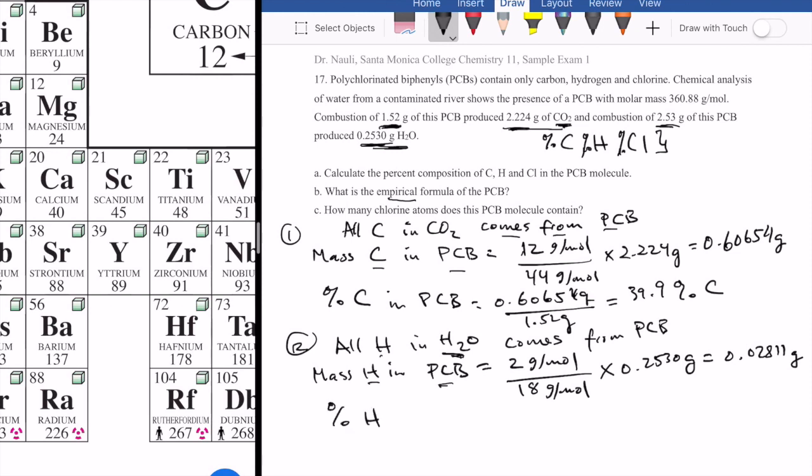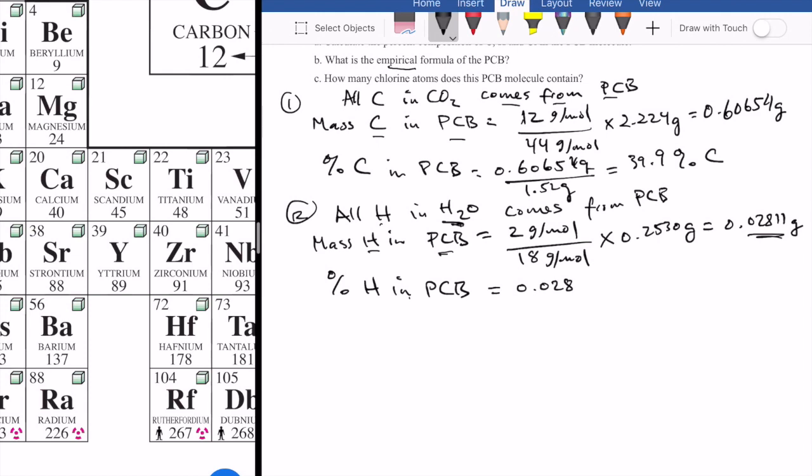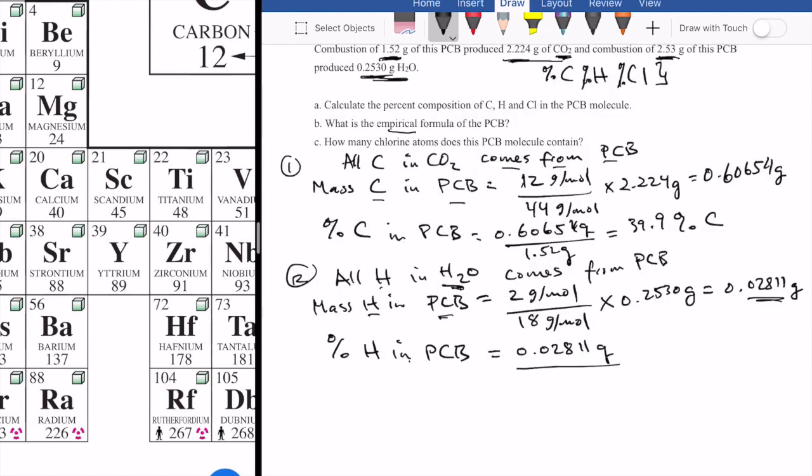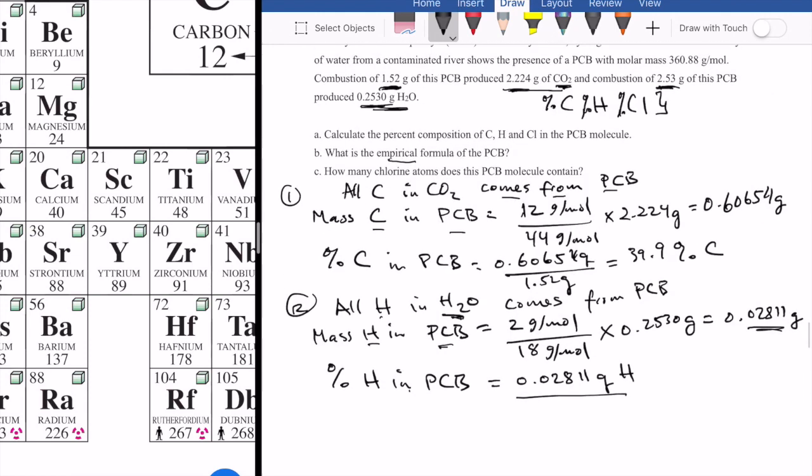Since all the H comes from the PCB, that's also the mass of H in the PCB. Like earlier, you can't just use that number directly to calculate the number of moles because it comes from a different sample of PCB, not the same one that produces the CO2. So we're going to have to calculate the percentage instead. Percent H in the PCB is 0.02811 grams of H out of the PCB sample, which is 2.53 grams, then multiplied by 100%. That's the actual percentage of hydrogen in this PCB.